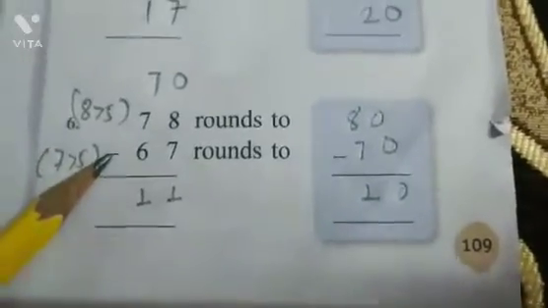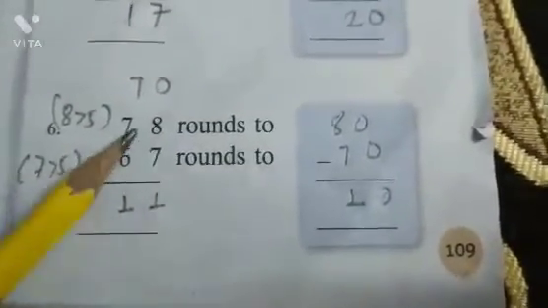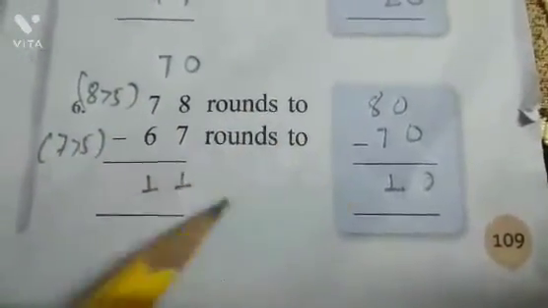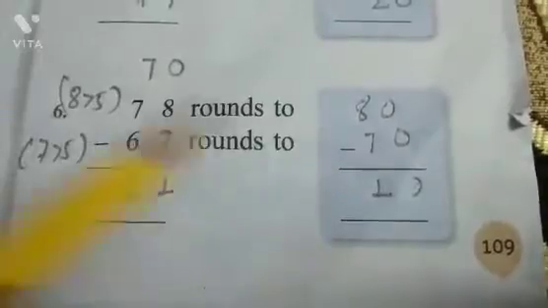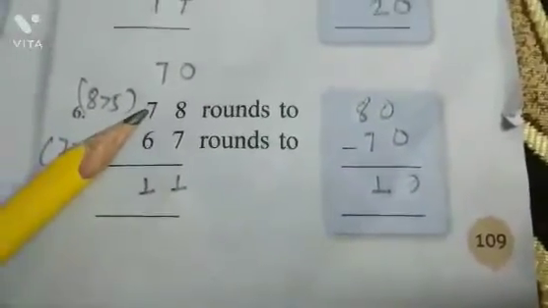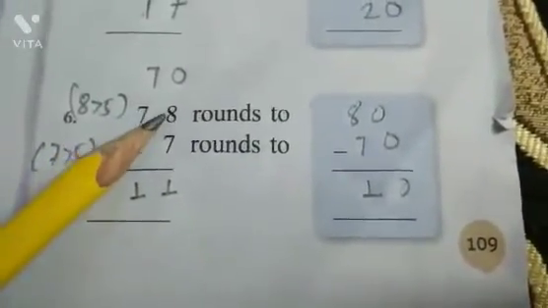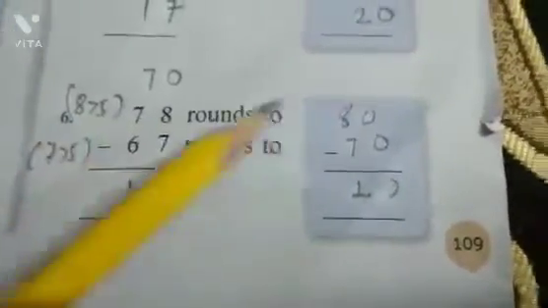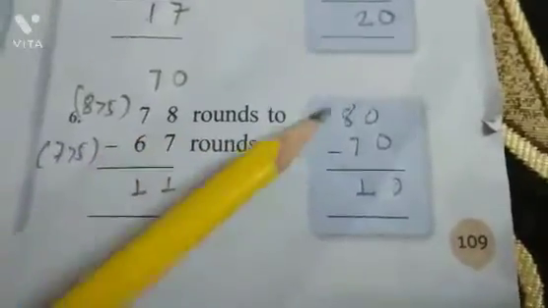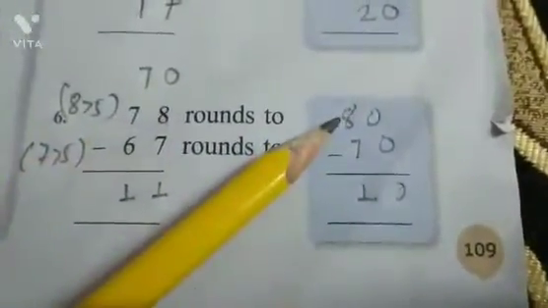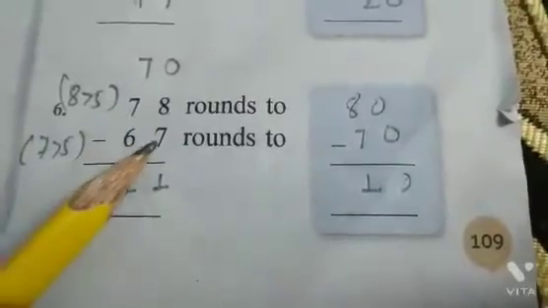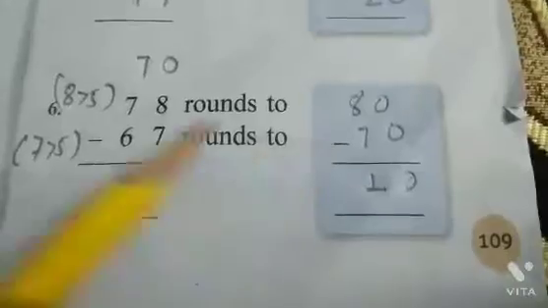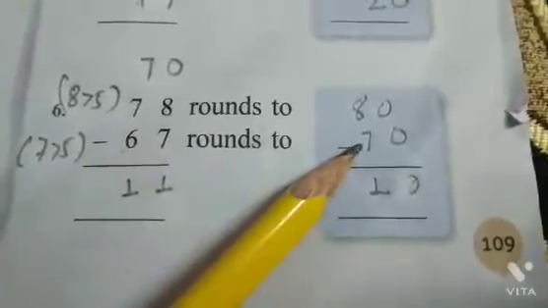This is the last question of exercise 3.3. 78 minus 67. Okay. So first you have to take 78. Here ones place 8. 8 is greater than 5. So write 0 at the place of 8 and write the next number of 7, which is 8. In 67, 7 is greater than 5. So write 0 at the place of 7 and write the next number of 6, which is 7.